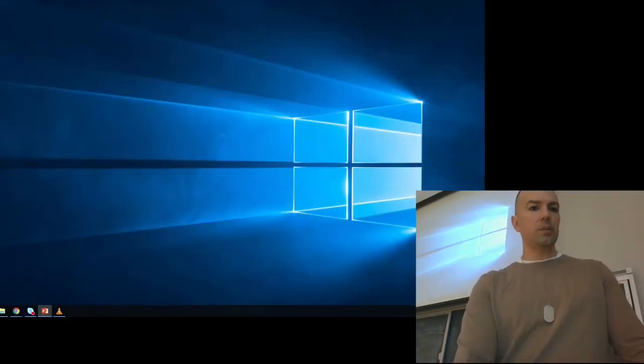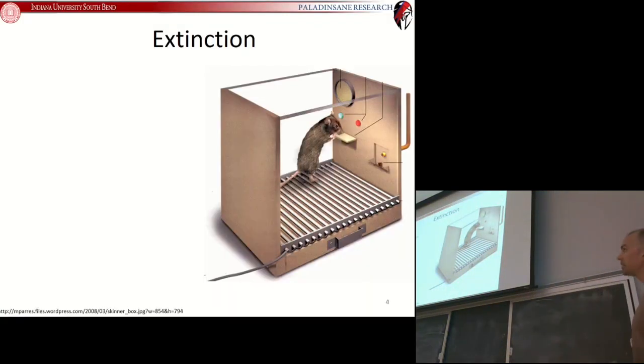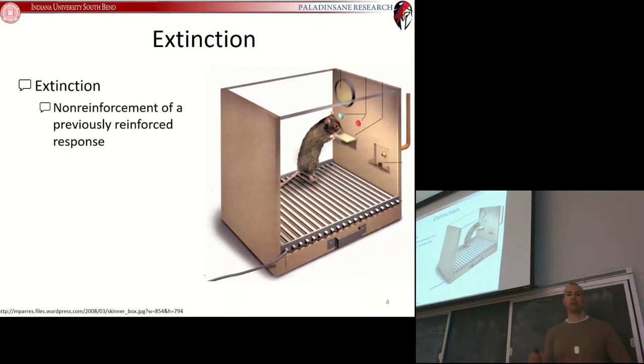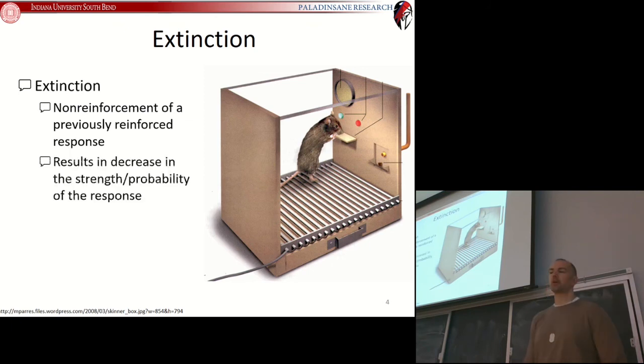All right, so extinction is a procedure where a previously reinforced response is now no longer being reinforced. So you had a response that was previously on a reinforcement contingency. It was previously being reinforced for occurring so that its occurrence increased in probability, increased in strength. And extinction is where you decrease the probability or decrease the strength of that response simply by no longer reinforcing that response. So you change the contingency so that response is no longer followed by reinforcement.